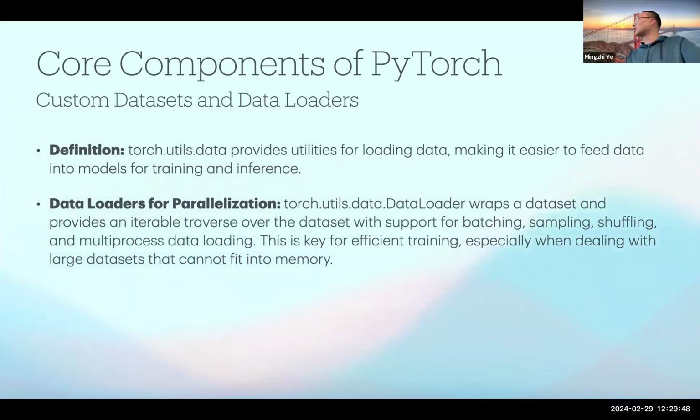And the DataLoader can help us easily do this. It can help us do the training batch by batch. It wraps a dataset and provides an iterable over the dataset, usually batch by batch, with support for batching, sampling, shuffling, and multi-process data loading. This is quite important for efficient training, especially when dealing with large datasets that we cannot fit into memory. Using the DataLoader, we can put the data into memory batch by batch, and leave the others still on the disk.